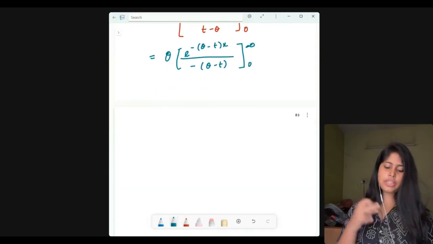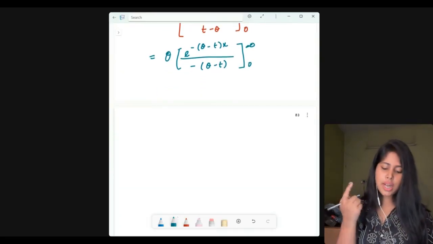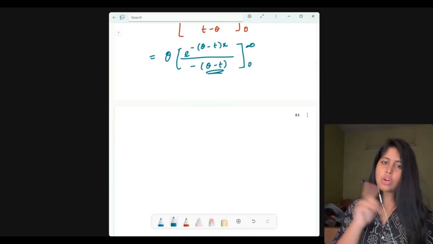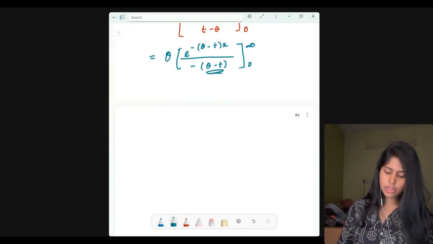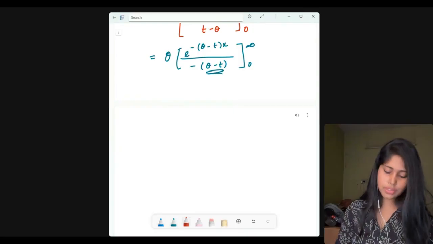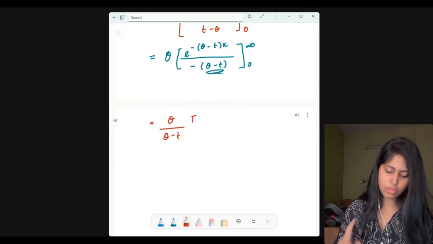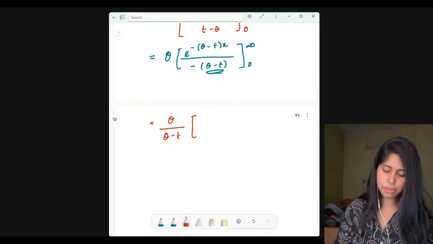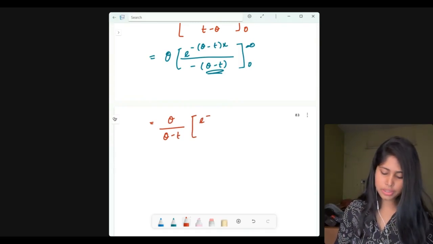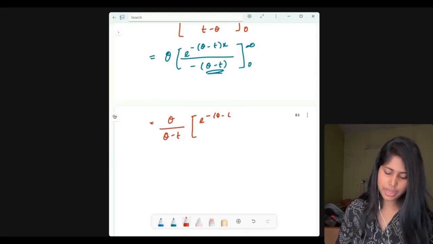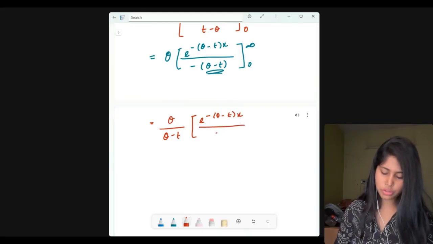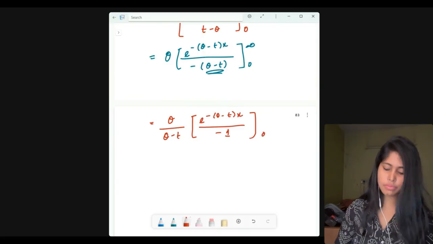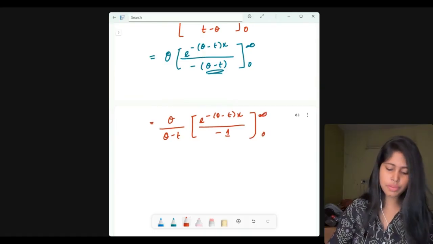Now here we can see that we can take out a theta minus t from here outside, because that is again a constant. So if we do that, then what do we get? Theta by theta minus t, and what are we left with? E to the power minus theta minus t x by minus 1. And the limit is same from 0 to infinity, right?